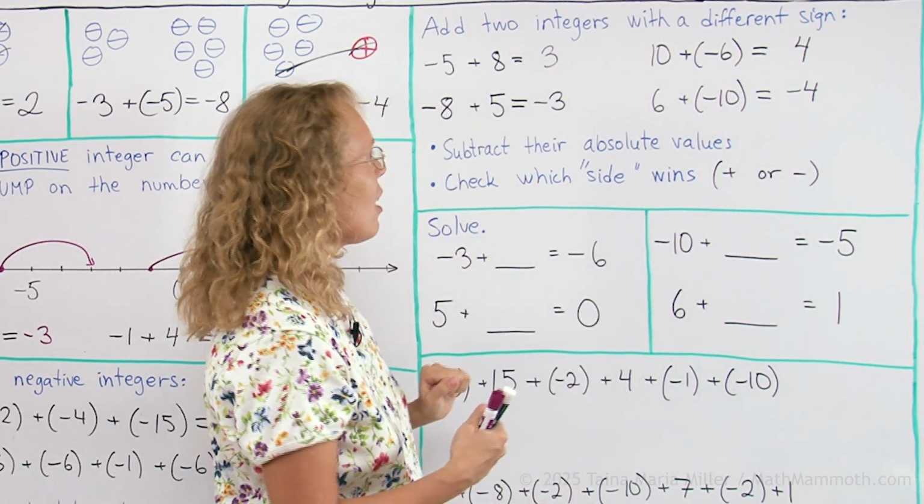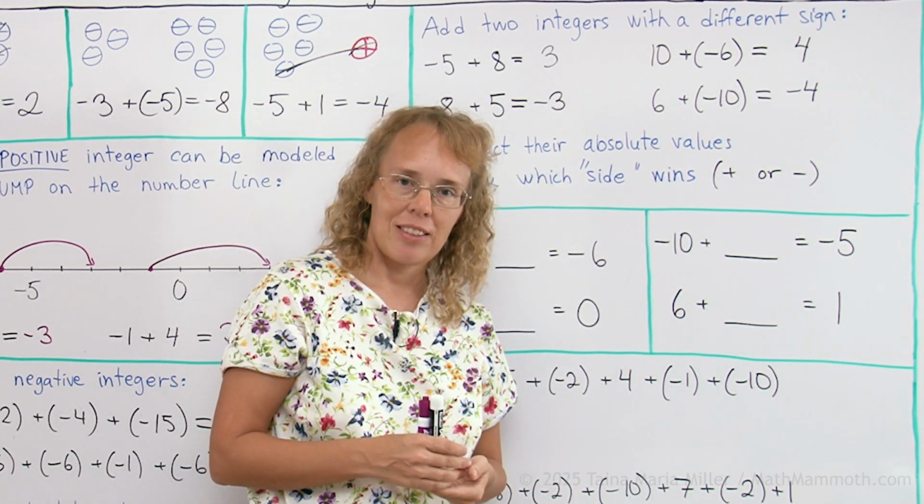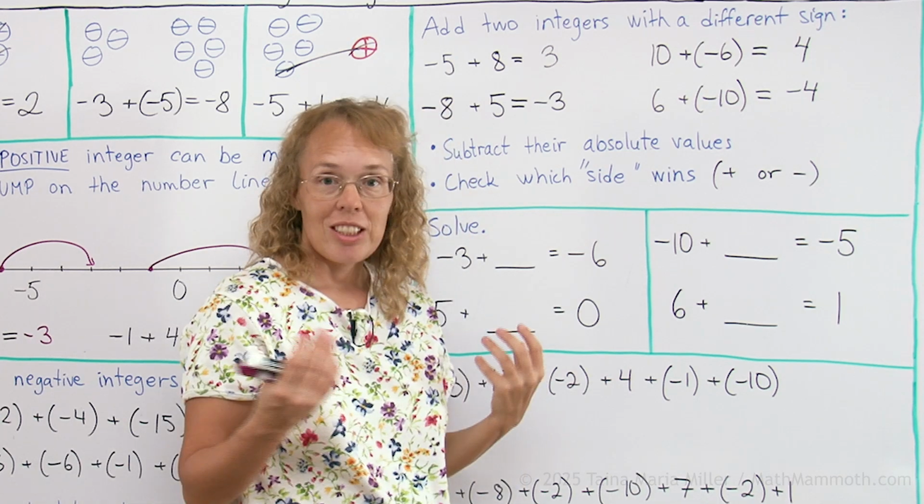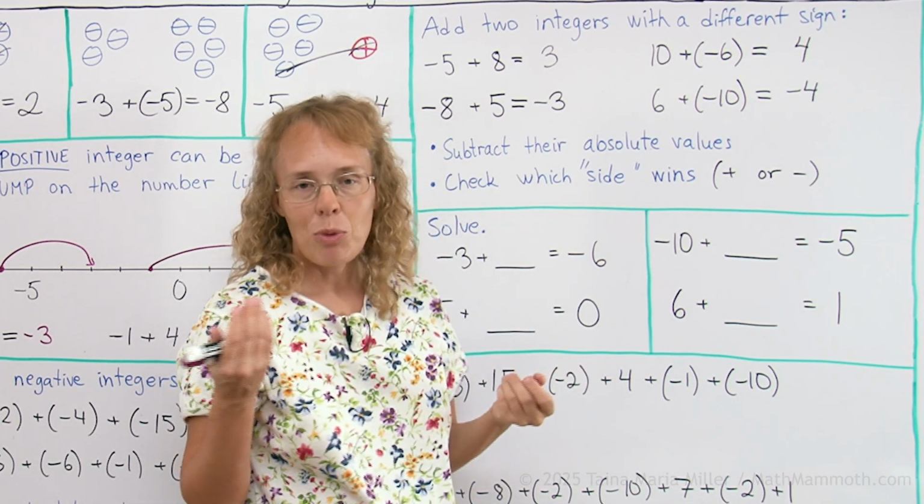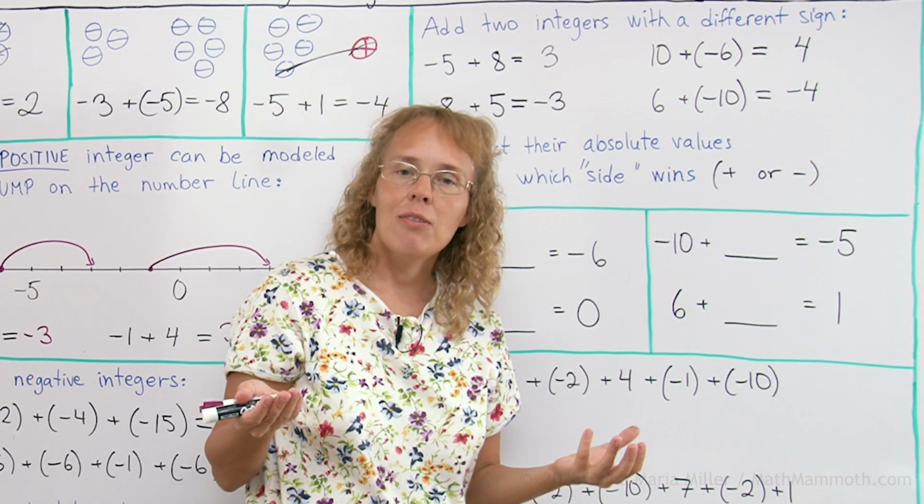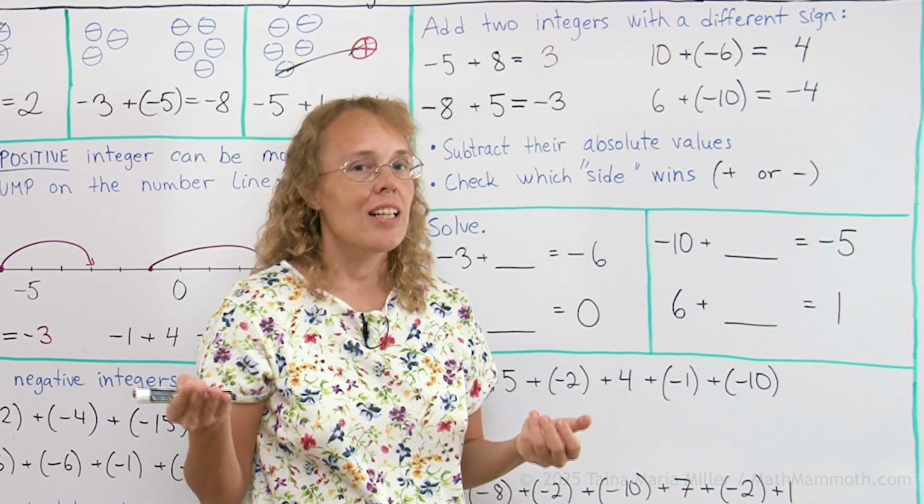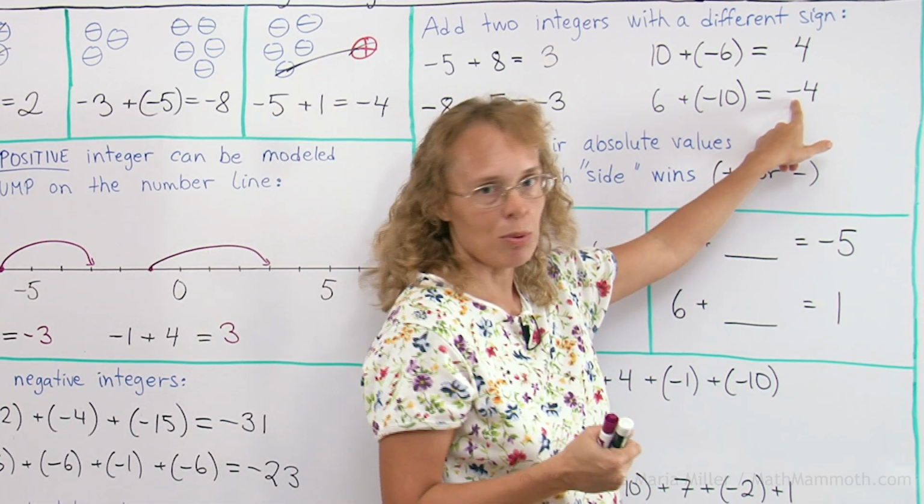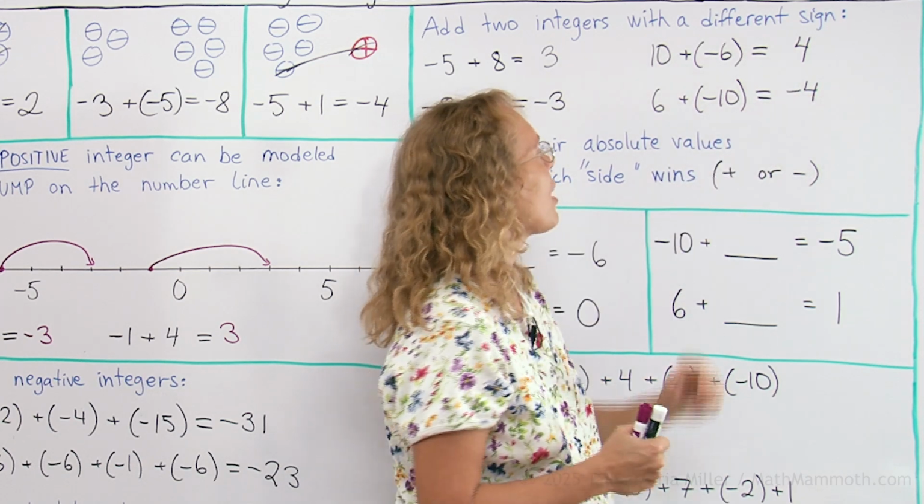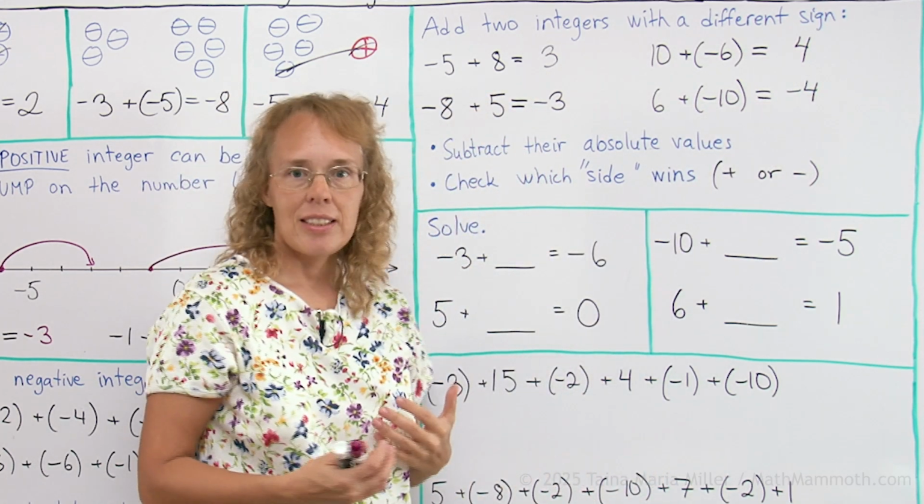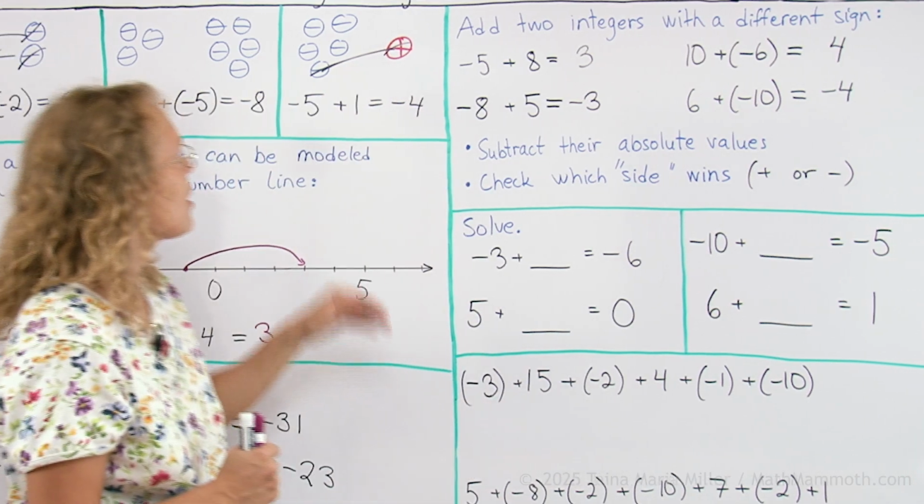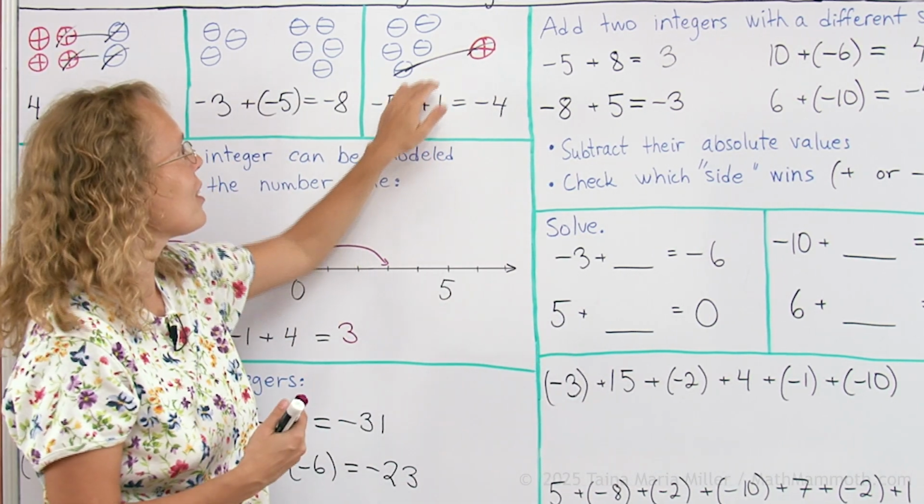But then I have to figure out whether my answer will be positive or negative. I have to figure out which side will win. Did I have more positives or more negatives to start with? Whichever was more, that side wins, and that sign I have to put there, either negative or positive. Okay. And that is a fairly simple idea to understand thinking back to the model of these counters.